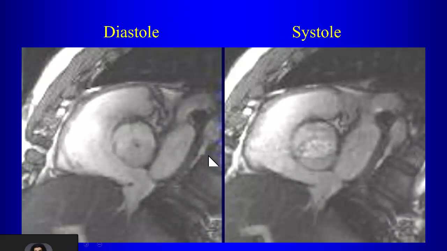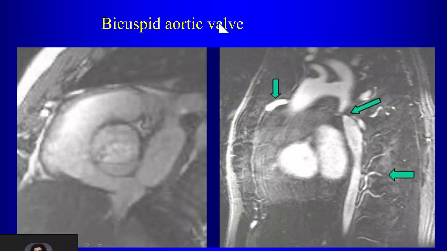Okay, so when you're looking at the aortic valve to tell the morphology, it's when the aortic valve is open in systole that you can really tell the morphology of a bicuspid aortic valve, when it opens like a fish mouth, like you see there. When it's closed, you can't really tell if it's tricuspid or bicuspid morphology. So we have to look at the aortic valve when it's open to be able to tell if it's a bicuspid aortic valve. So here's a bicuspid aortic valve.